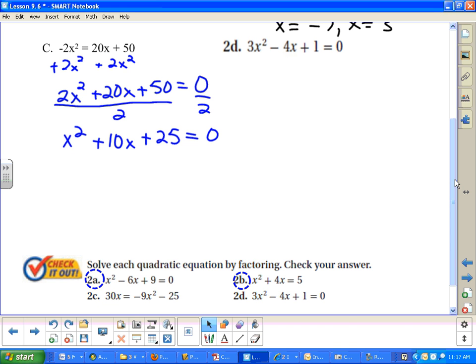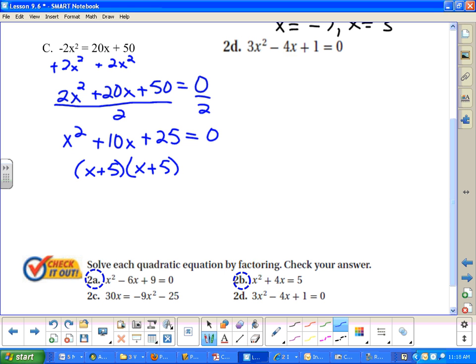Right, because we're going to get x plus 5 and x plus 5 when we factor, which means there's only one factor, and it has something that in Algebra C you will learn is called multiplicity, because it has more than one common factor. We would have multiplicity of 2. So then we will set that equal to 0, and we will get negative 5 as our answer.